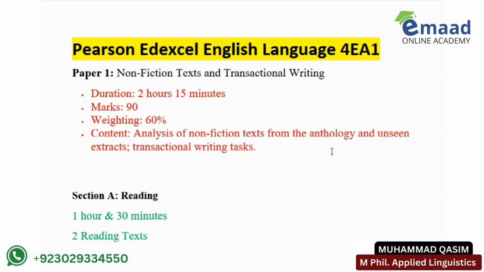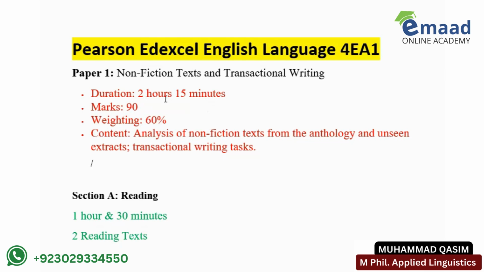In paper 1, it's called non-fiction text and transactional writing. In each paper out of these two papers that you have for this English language, there are two sections. Section A is always reading and section B is writing. So both papers include both sections, reading and writing.